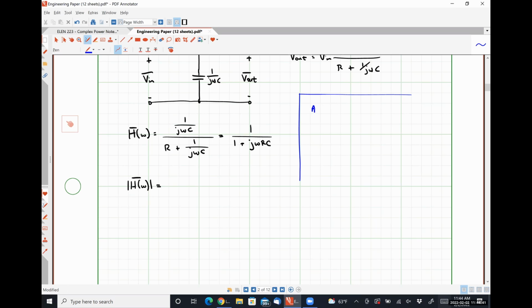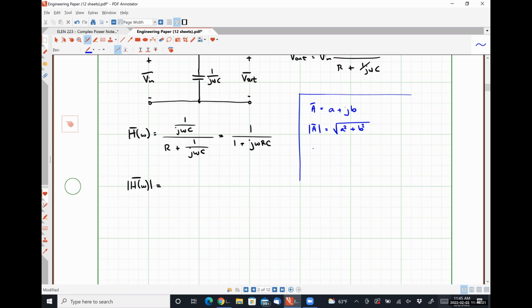So for an arbitrary complex number A, which has a real component, lowercase a, and an imaginary component, b, the magnitude of A is simply the square root of the real part squared plus the imaginary part squared. Everybody remember that from Circuits 1 or probably your pre-calculus classes and stuff like that as well.